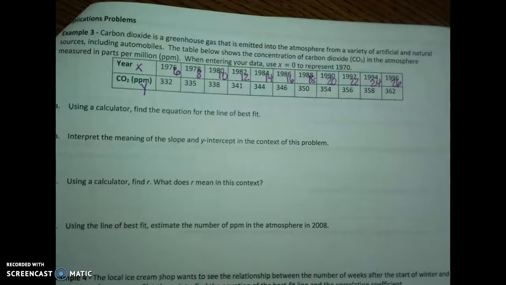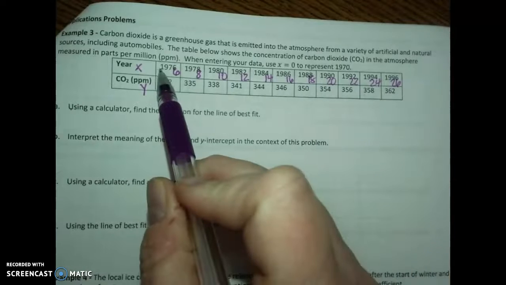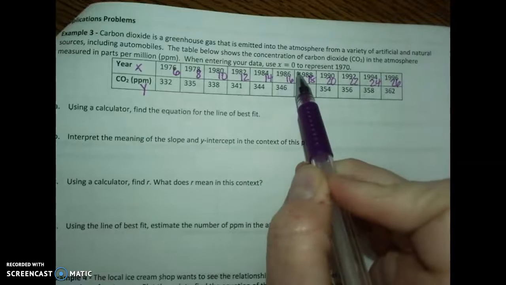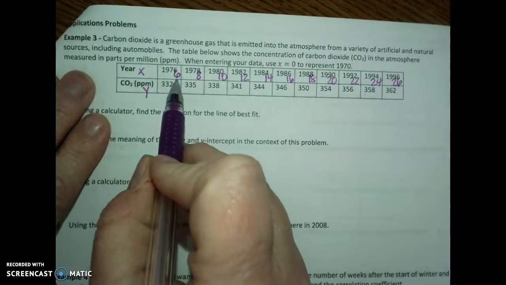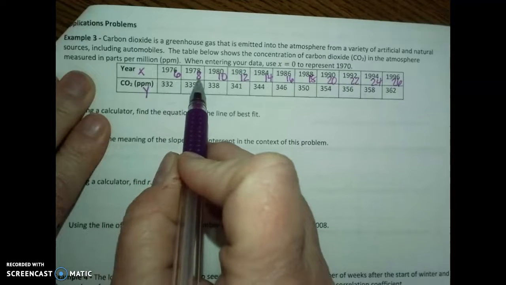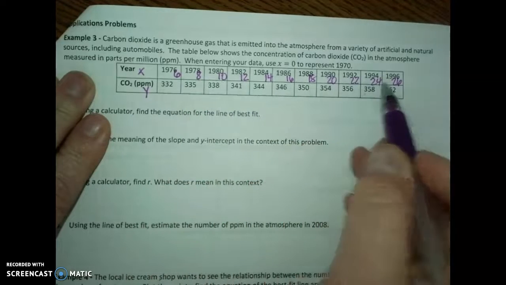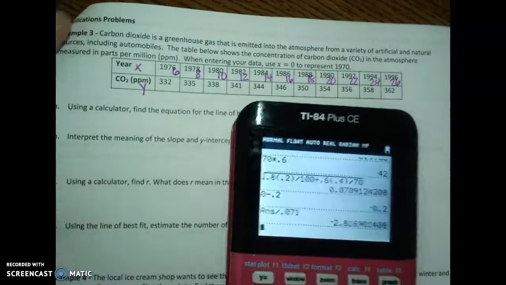When you're entering your data, you need to use x equals 0 to represent 1970. So for our x values, we're not going to put these dates in. We want to represent it as years since 1970. So 1976 is 6 years after 1970, so our x value there is 6. 1978 is 8 years after 1970, and so on. I've gone ahead and changed these to be the years since 1970. And our y value is the CO2 in parts per million.